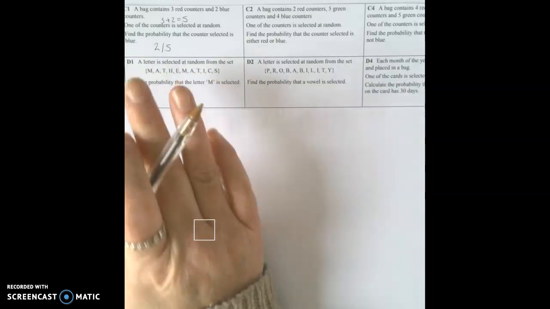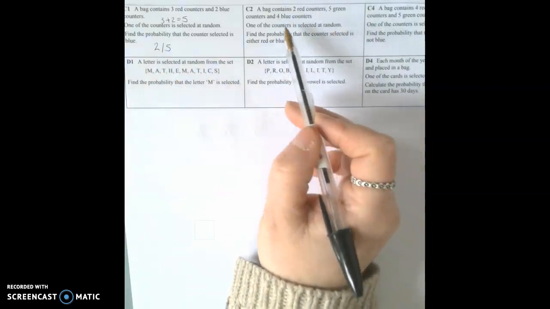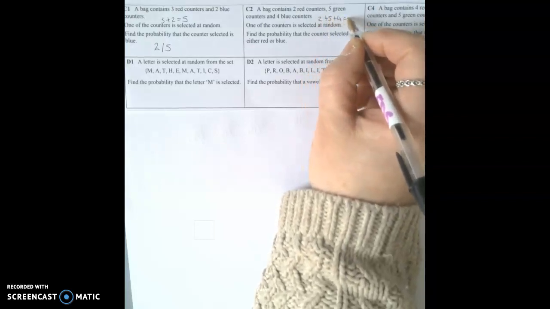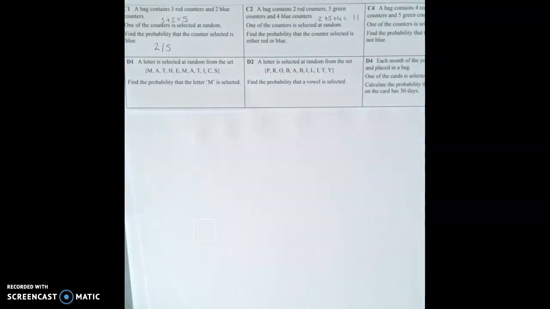Now the next bag contains red counters, green counters and blue counters. What is the probability that a counter selected is either red or blue? Now again, there's kind of 2 parts to it. So we need to know what our total is. How many counters do we have in our bag? So that's 2 add 5 add 4, which equals 11. And then the next part of the question says find the probability that the counter selected is either red or blue. So that's the important part. It's either red or it's blue. That's like on our dice question with the prime, it's either a 2, a 3 or a 5.